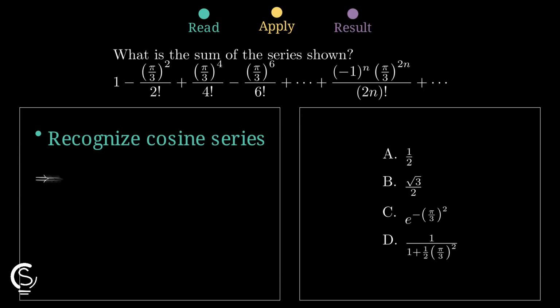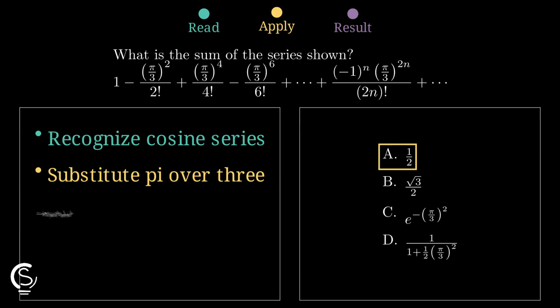Now evaluate it. Cosine of pi over 3 is 1/2, so the series sums cleanly to 1/2, and that matches option A.